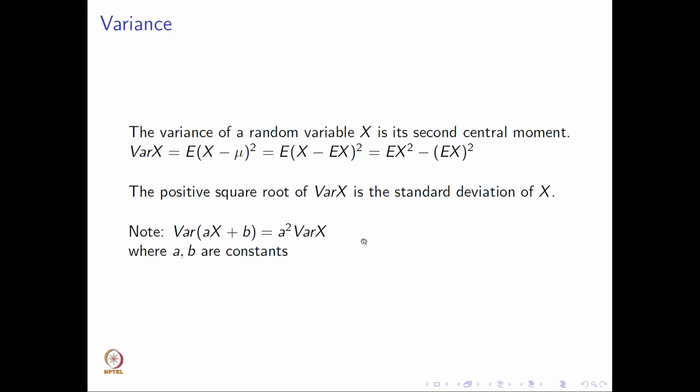Note that when calculating variance, the constants act differently compared to the linearity of expectation. This is a very useful relation to remember. Variance of ax plus b is equal to a square times variance of x, where a and b are constants.